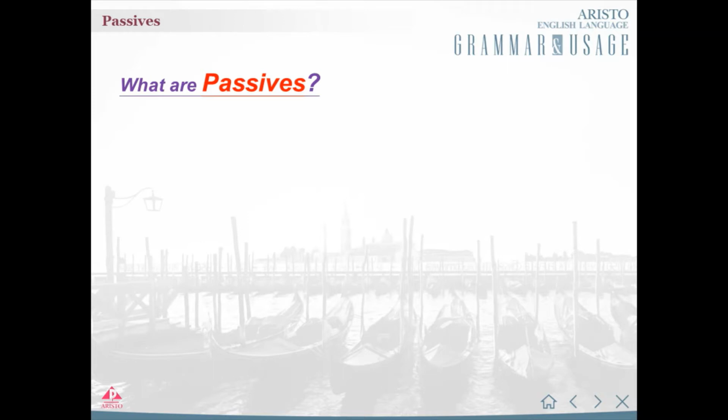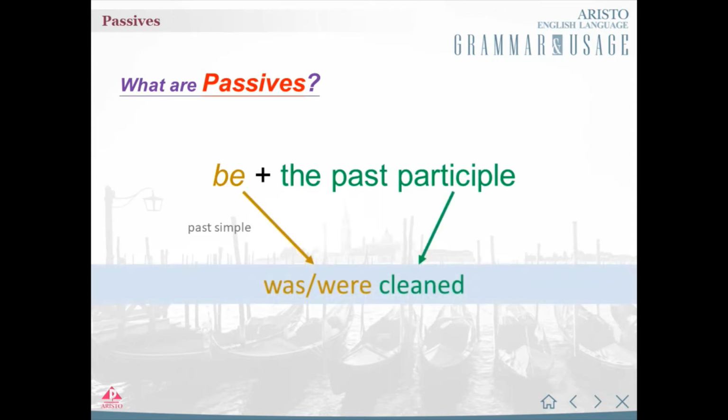Now let's look at passives in the past simple tense. We form it by combining the past form of be with the past participle of a verb. For example, the past simple passive form of the verb clean is formed by combining was or were with the past participle of clean.